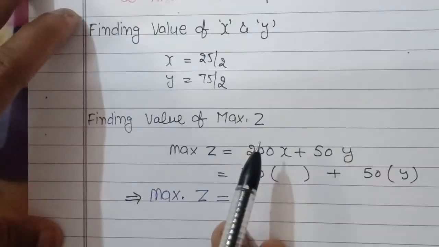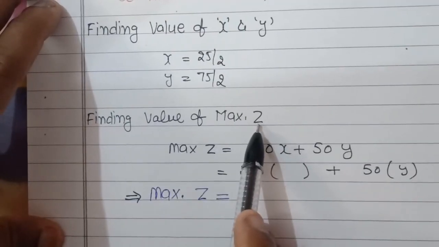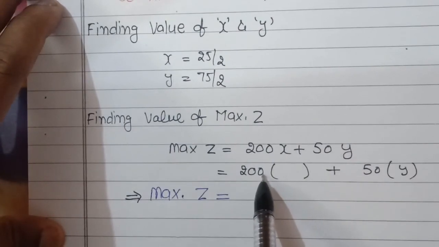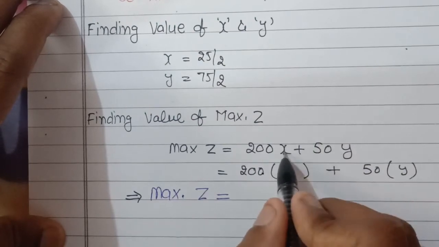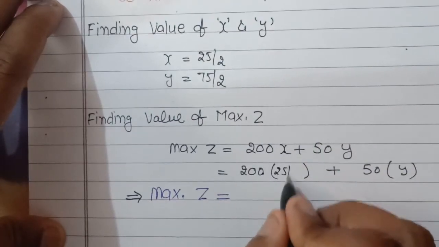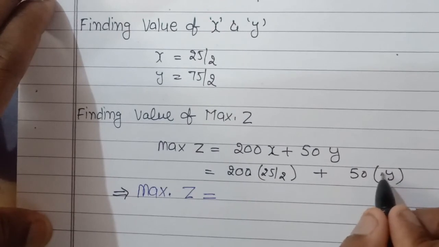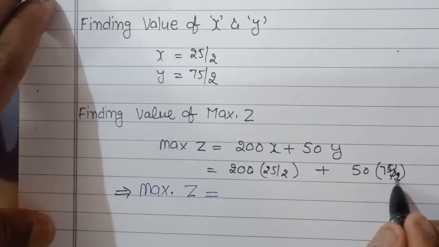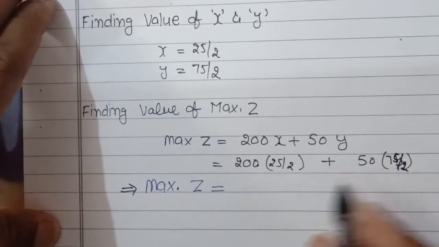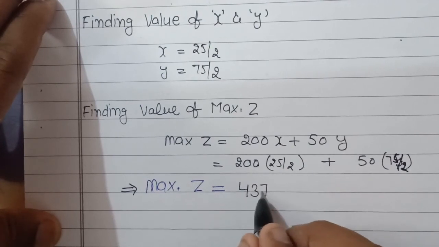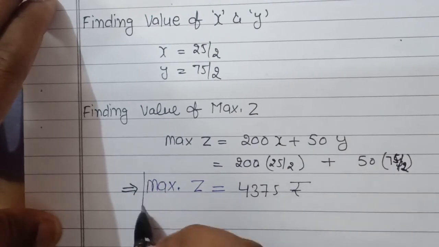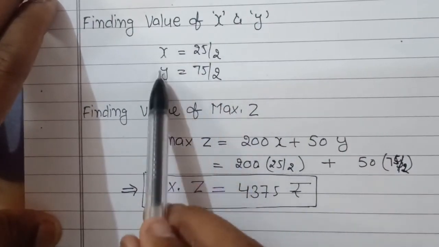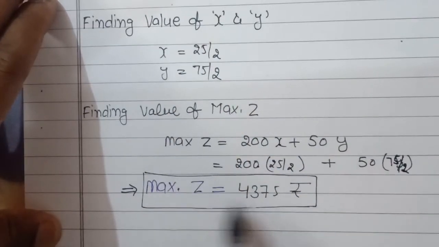Now we can find the value of maximization z. This is the equation for maximization of z, and this is the 200, and we have to put the value of x here, 25 by 2, and here we have to put the value of y, and this is 75 by 2. If you solve this equation, the value will come out to be 4375 rupees. So this is the maximum value for this LPP, and these are the values of the variables x and y that give this maximum value.